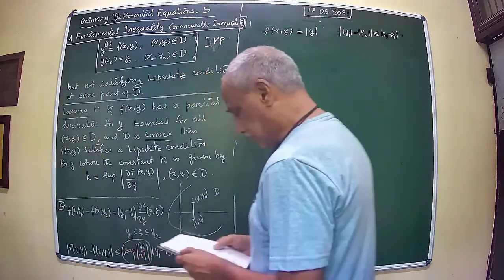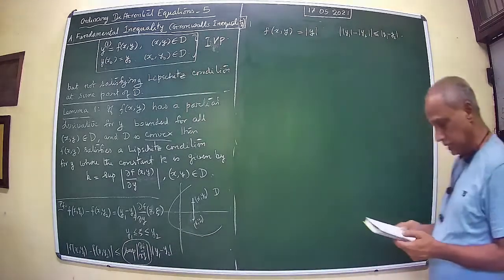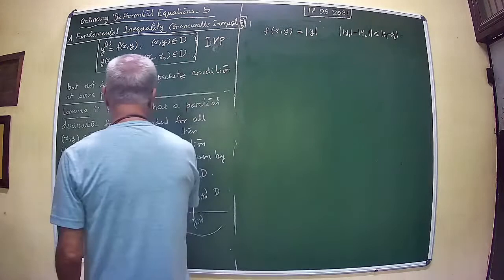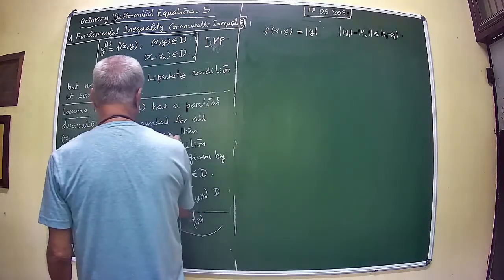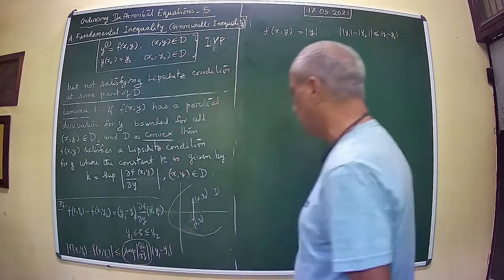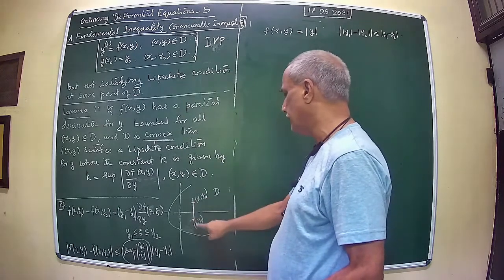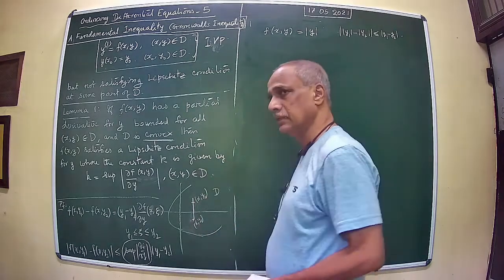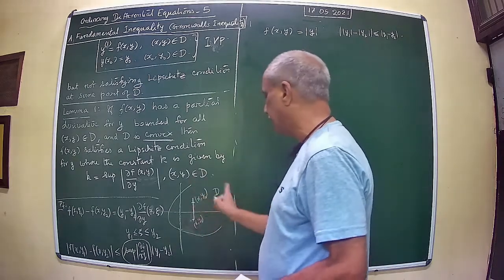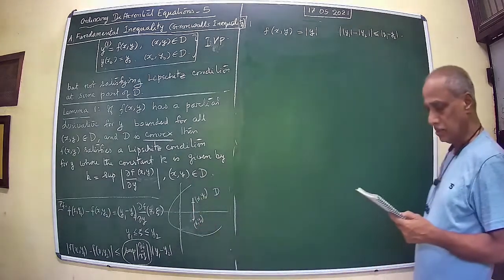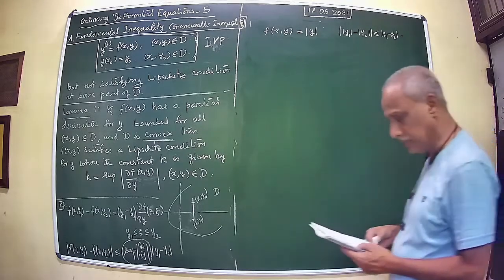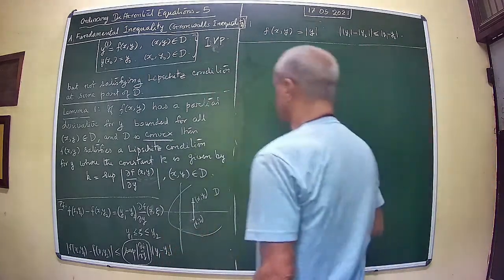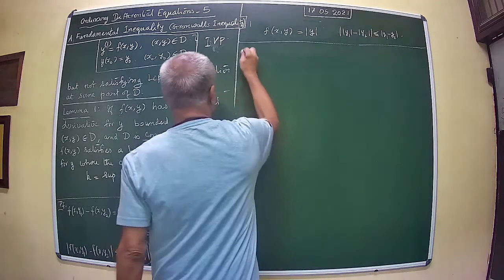Now there is a slight variant of this. Now here we have imposed a condition that D is convex, and D is convex has been used to ensure that the line segment joining (x, y1) to (x, y2) is lying inside D. Okay, so now we have a version of this by removing that condition. So you have lemma 2.